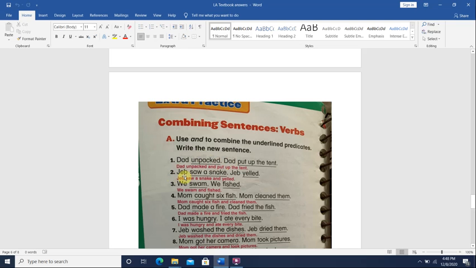Okay, the second one, Jeb saw a snake and yelled. Number 4, we swam and fished. Mom caught 6 fish and cleaned them. Dad made a fire and fried the fish. I was hungry and I ate every bite. Okay, I will take out the I, don't write it. I was hungry and ate every bite. Jeb washed the dishes and dried them. Mom got her camera and took pictures.